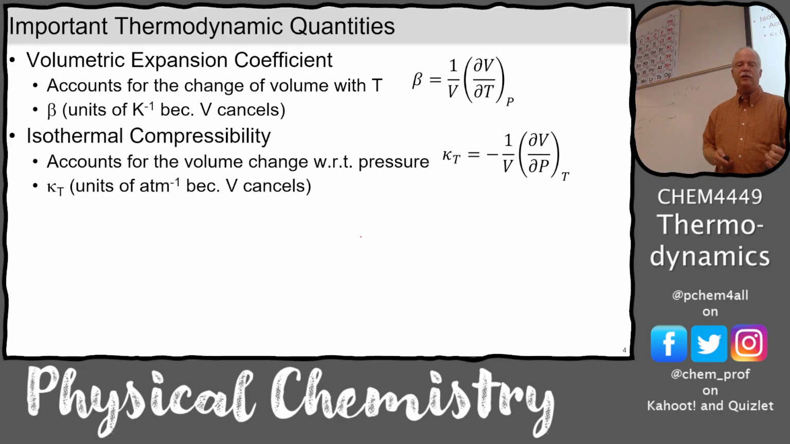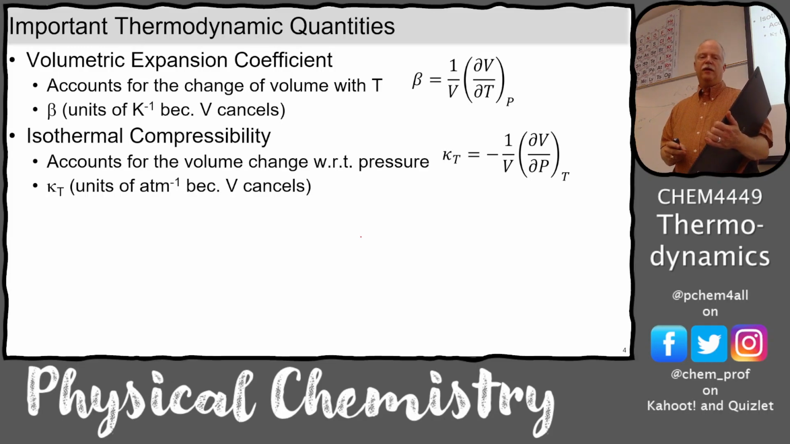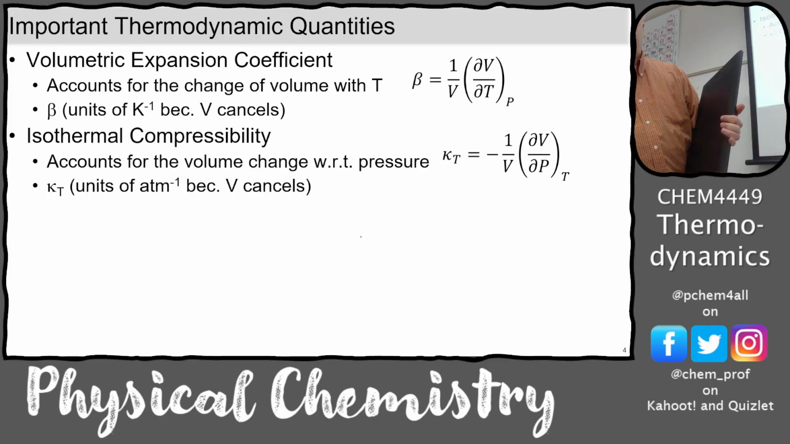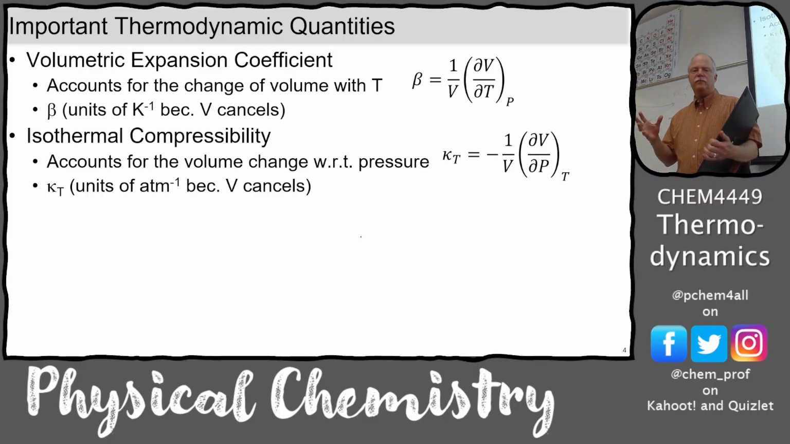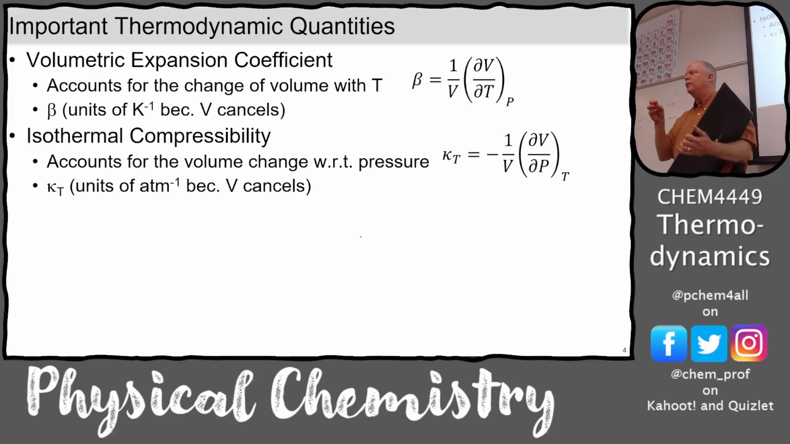Then you have the isothermal compressibility, which accounts for the volume change with respect to pressure. So if you press on a balloon, it's going to shrink. Okay, if you pull a vacuum in the room, that balloon's going to grow. Same with materials, and so we'll look at the different materials that we see. So that's kappa with a lowercase t, and that's going to be a negative sign, an opposite correlation, because if I increase the pressure, the volume shrinks, and if I decrease the pressure, the volume expands, and so it's the minus sign representing that.